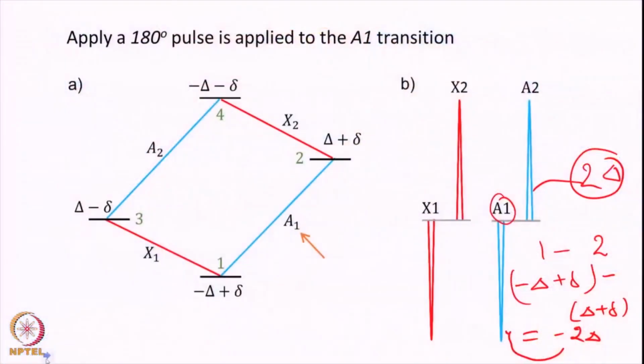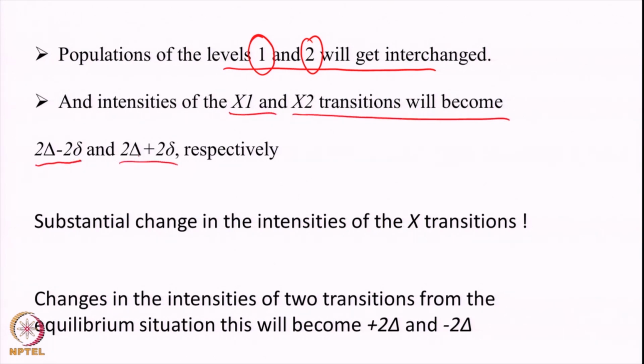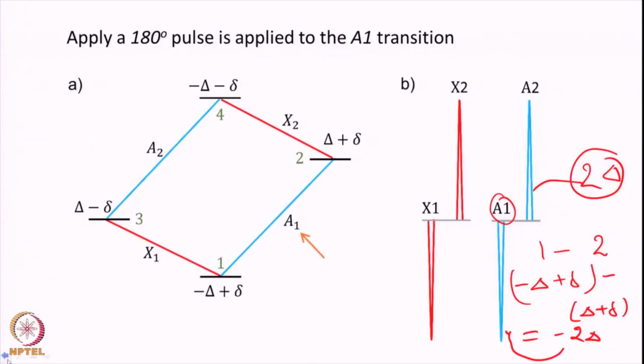So, what is happening to X transition? As we said, we applied a pulse on A1. So, the population levels of state 1 and state 2 changed, and the intensity of X1 and X2 now becomes 2 big delta plus 2 small delta. Now, you can just go back and look at this.